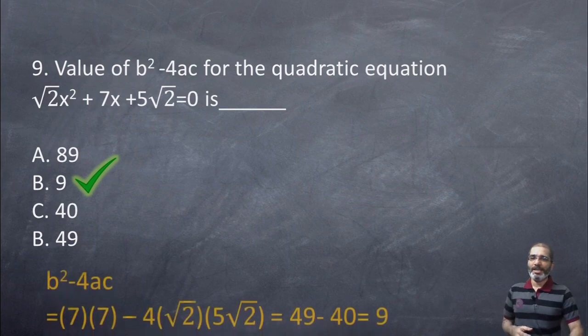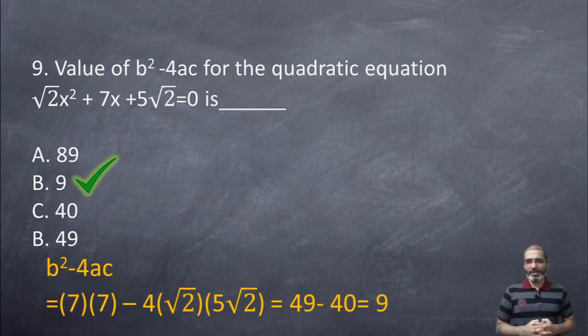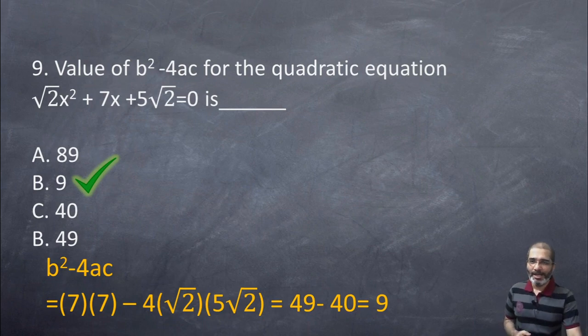So let's see. b square minus 4ac, the value of b is 7. 7 square is 49. Minus 4 into root 2 into 5 into root 2. So when you multiply 4 root 2, 5 root 2, the answer is 40. 49 minus 40, answer is 9. That is option D. Okay, now let's see the last one.